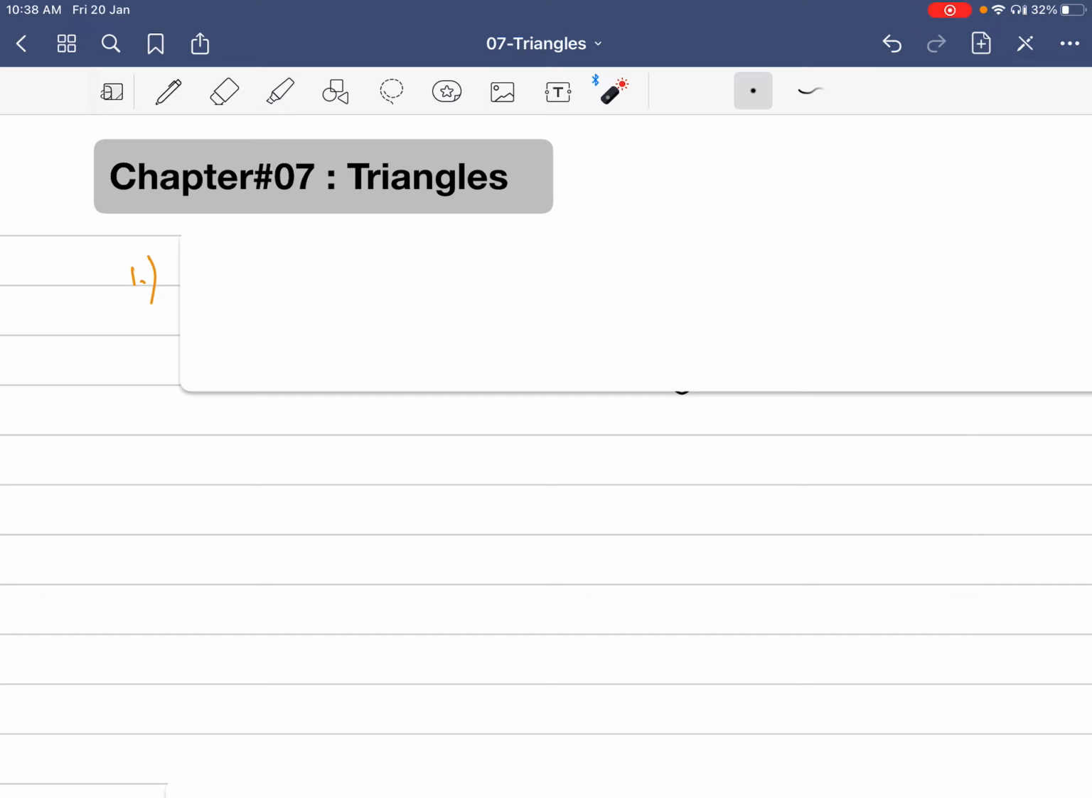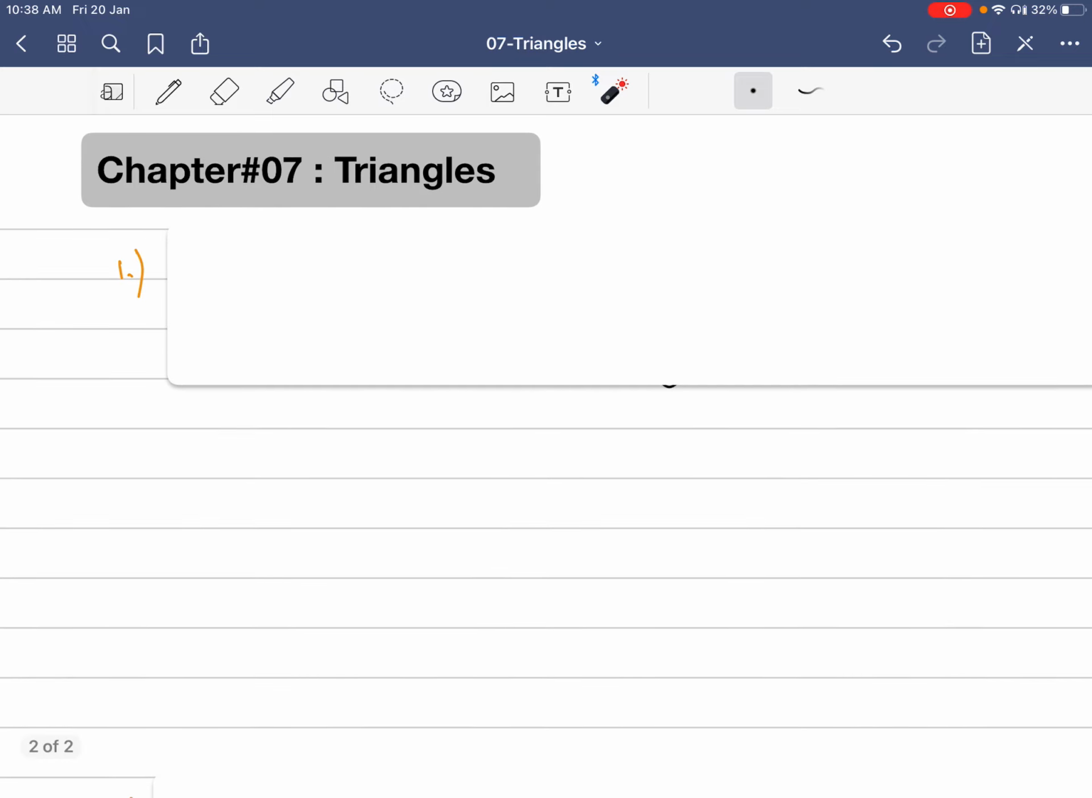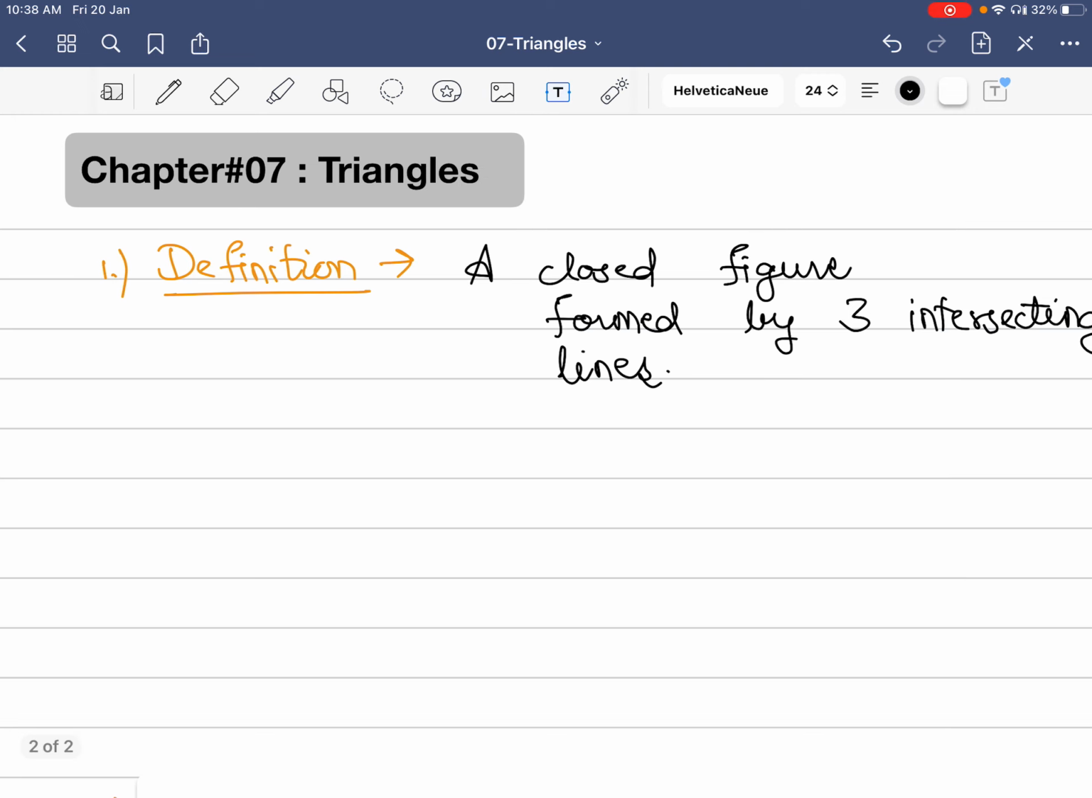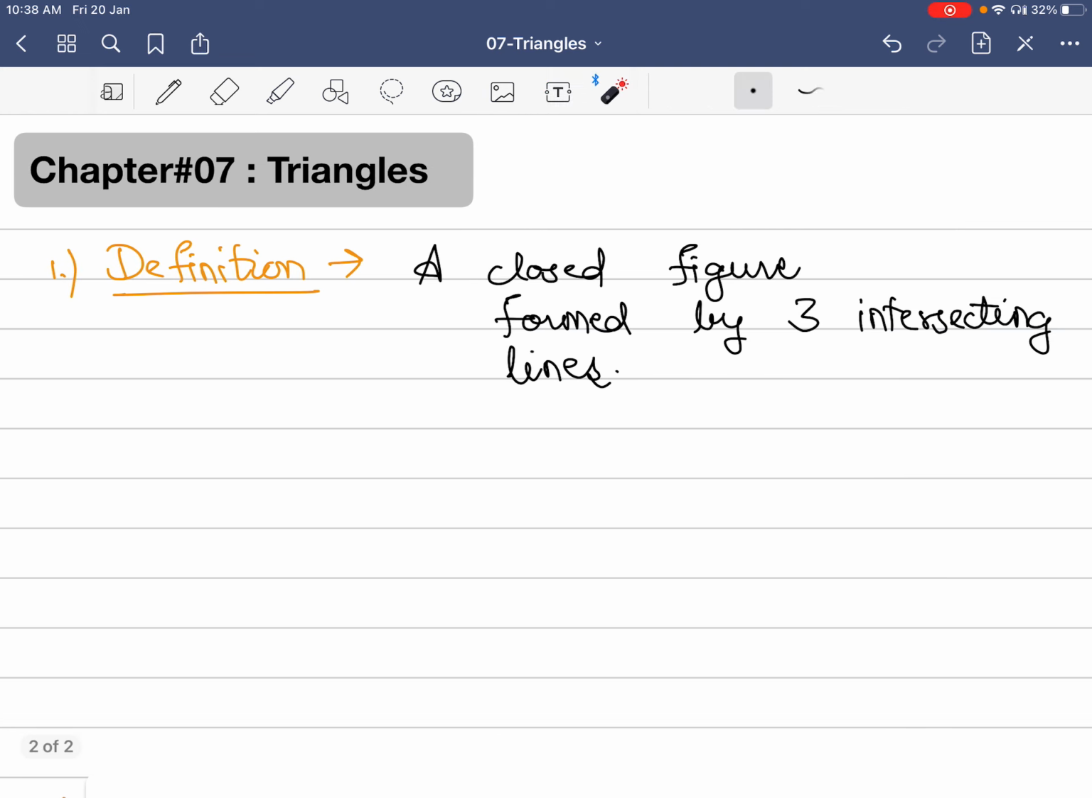But as for now, let's start with the basic and very simple definition of what a triangle is. Okay, so this is the definition of a triangle. Let's read it out. A closed figure formed by three intersecting lines. What a simple and very plain definition of what a triangle is. It's a closed figure. Okay, let's use a highlighter. It's a closed figure formed by three intersecting lines.